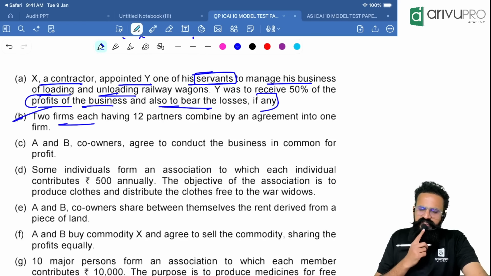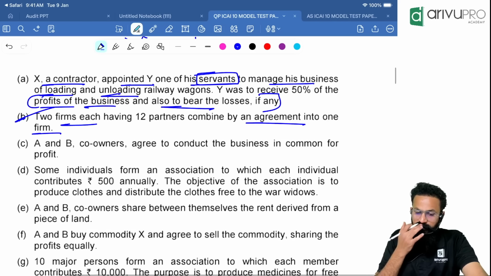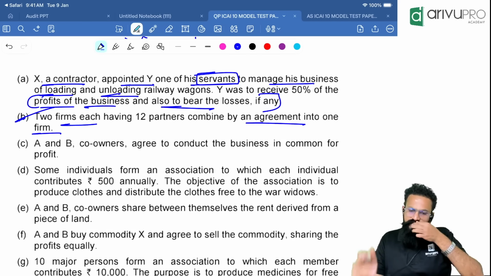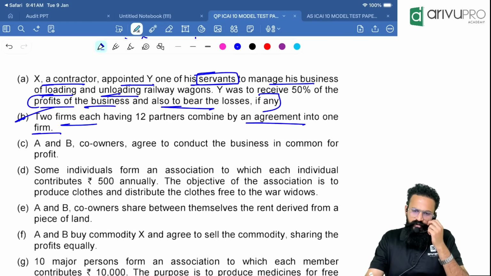Two firms each having 12 partners combined by an agreement into one firm. Yes, possible.